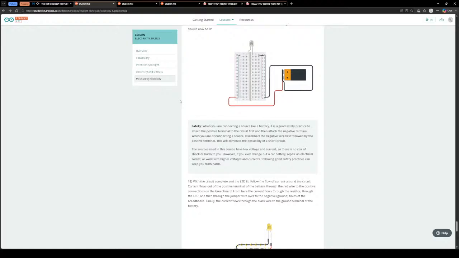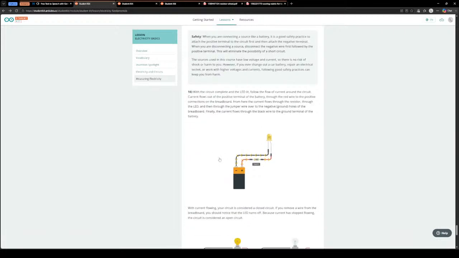However, if you ever change out a car battery, repair an electrical socket, or work with higher voltages and currents, following good safety practices can keep you from harm. Red then black. 16. With the circuit complete and the LED lit, follow the flow of current around the circuit.